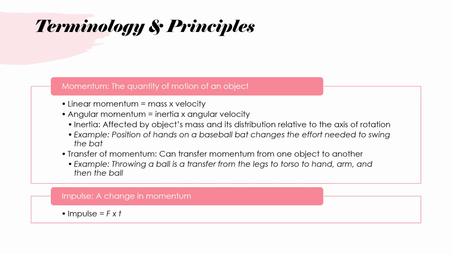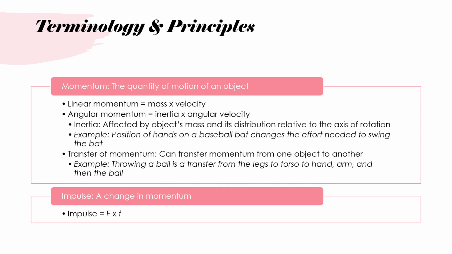This example illustrates how linear momentum is conserved in an isolated system, such as a collision between two objects. The total momentum before the collision is equal to the total momentum after the collision, demonstrating the principle of momentum conservation.